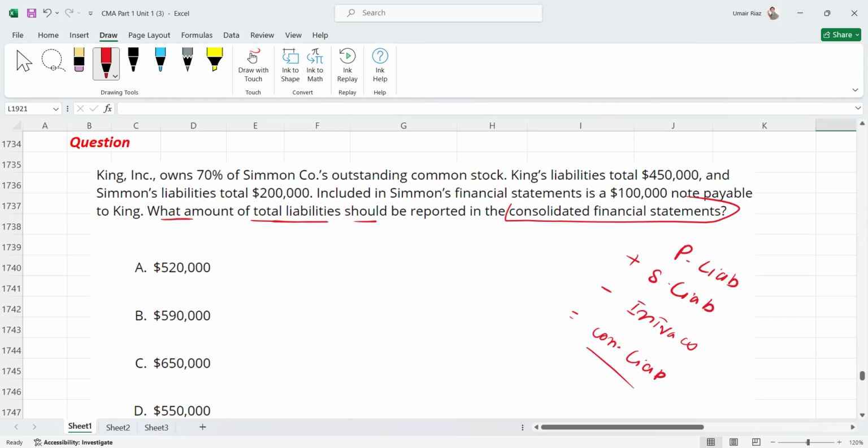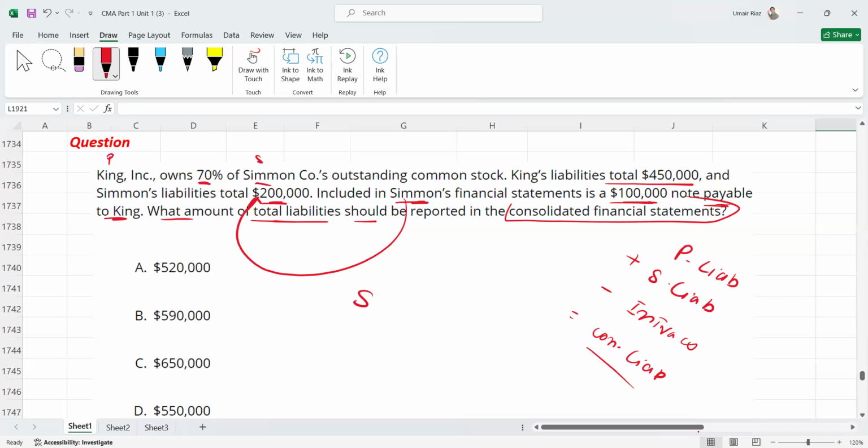So now let's read the question. K Inc. owns 70% of S. So it means K is the parent, S is the subsidiary. S company's outstanding common stock. K's liabilities total how much? 450,000, and S's liabilities total how much? 200,000. Included in S's financial statement is a 100,000 note payable to K.